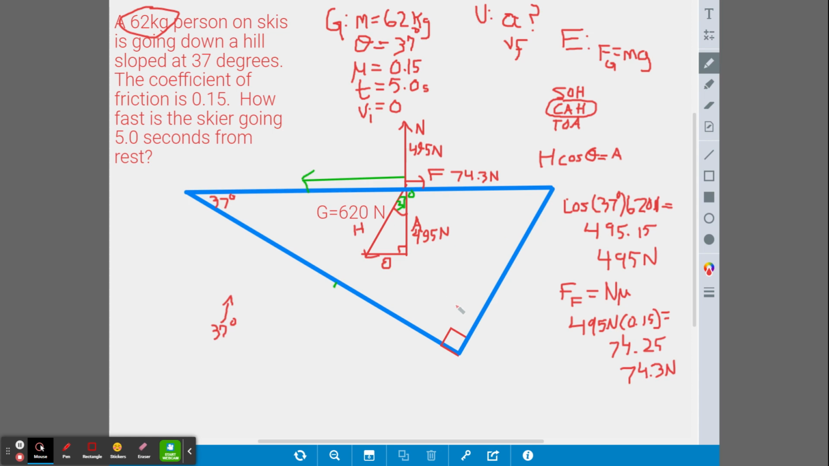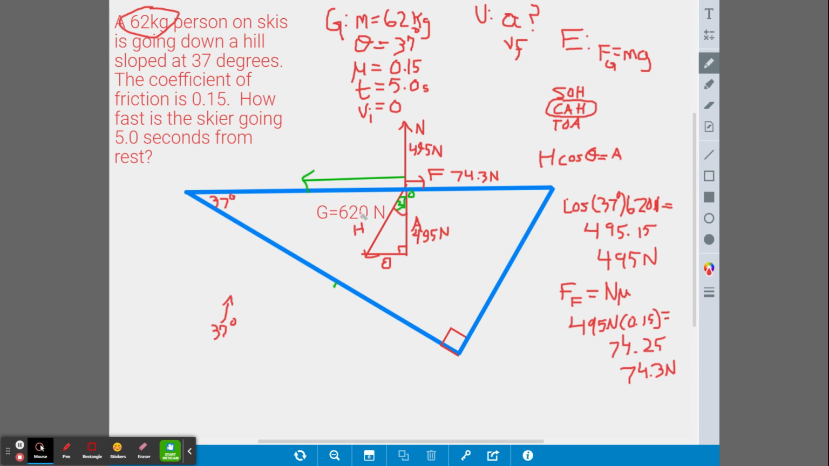Now, to get my net force, I need to know what gravity is going this way. I will add these two up. I'm going to call this my negative direction. Usually right is positive, but I want to keep positive in the direction that the skier is going. So we're going to say this is positive and this is negative. All right, so 74.3 newtons going that way. What's gravity in the opposite direction?